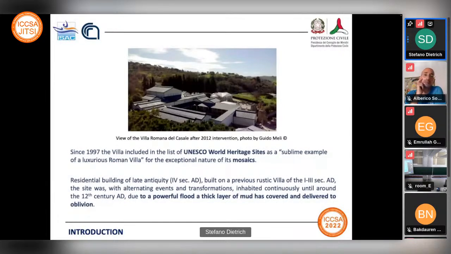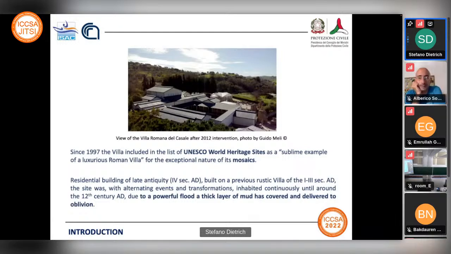The villa is on the UNESCO World Heritage List. The motivation is that the villa is a sublime example of a luxurious Roman villa due to the exceptional nature of its mosaics. The Villa del Casale was a residential building from the late 4th century. It was built on an earlier rustic villa from the 1st to 3rd century.